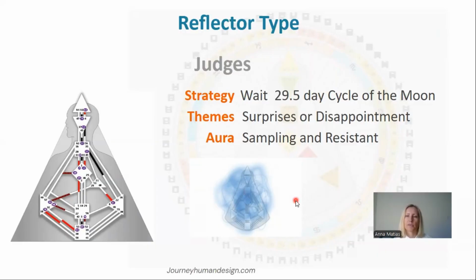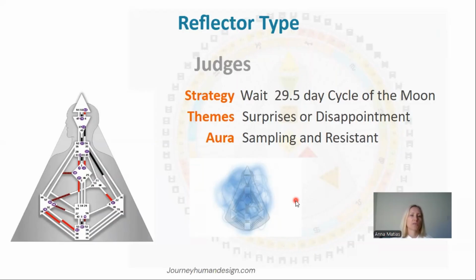Reflectors, they're very unique, very open. Look at their design. All centers are white. Only 1% of people are reflectors. They're very rare. Their strategy is to wait for the moon cycle, which is 28 to 29 days.